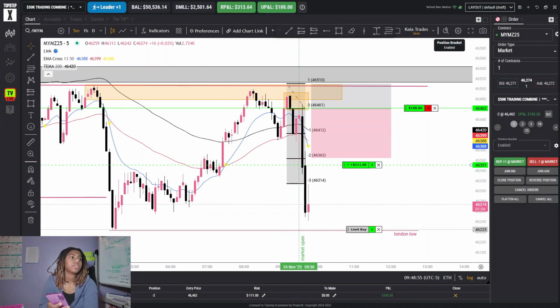Alright, let's see if we can get a tap right here. That's a nice rejection. A wick is a rejection of a level. So it's not trying to go higher. So let's see if we can go lower. Drop, baby, drop.